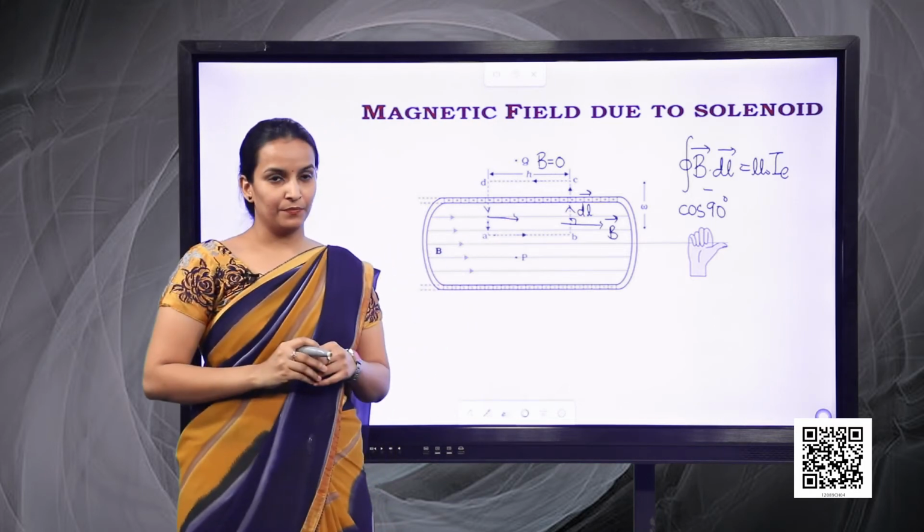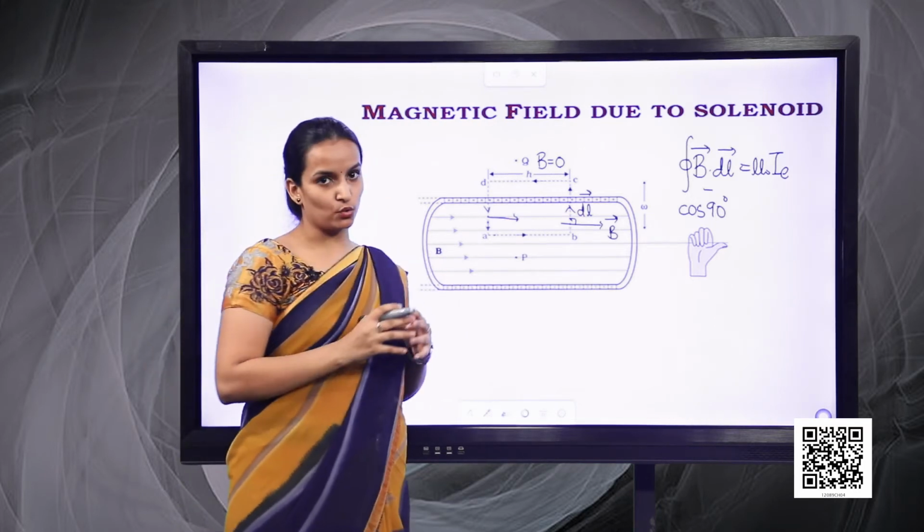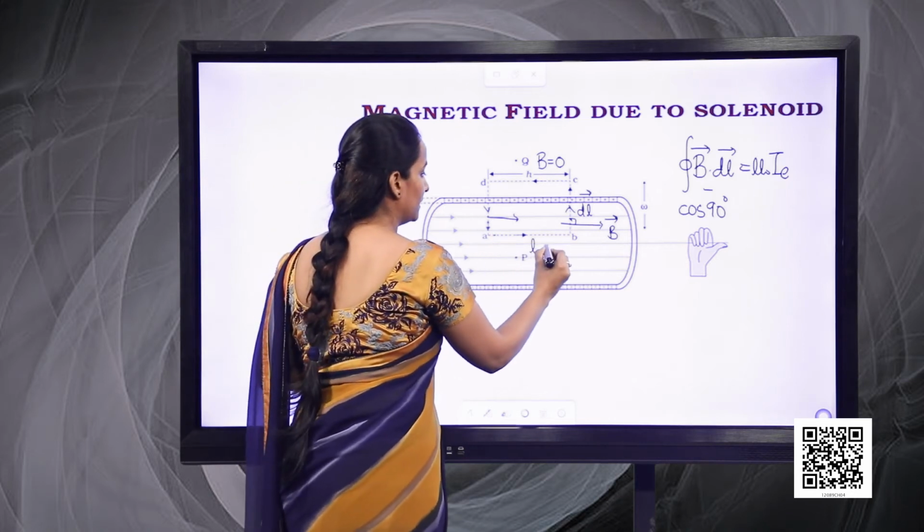Moving to AB. AB lies inside the solenoid. Let us say it is having length L.